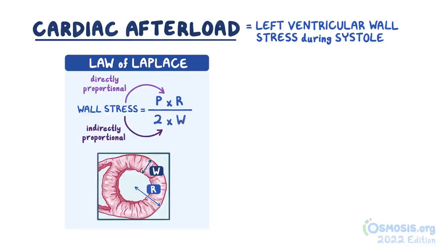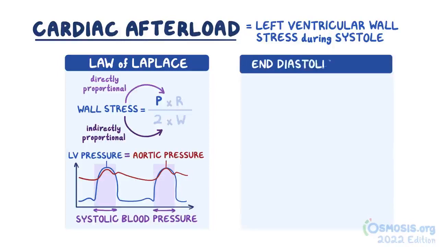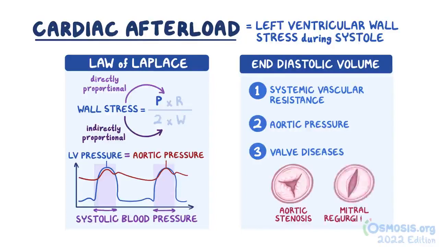But for simplicity's sake, we say that the left ventricular wall stress during ejection is proportional to left ventricular pressure during ejection. And if we assume that left ventricular pressure during ejection is equal to aortic pressure during ejection, then we can say that it is equal to what we commonly know as systolic blood pressure. Finally, factors that affect left ventricular afterload include systemic vascular resistance, aortic pressure, and valve diseases such as aortic stenosis and mitral regurgitation.